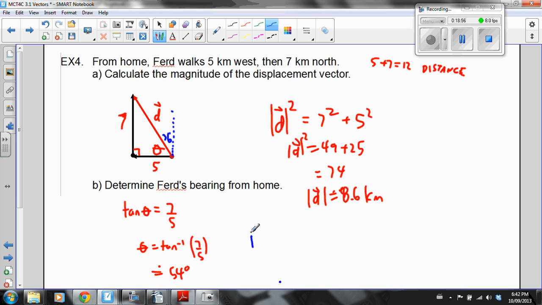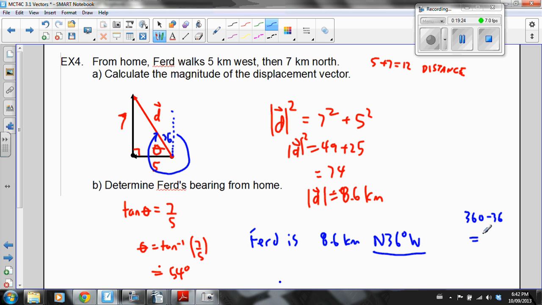And so Ferd is 8.6 kilometers and north 36 degrees west, northwest of home. Or if I wanted to replace that with a true bearing, if that's 36 degrees, this would be his true bearing, right? Which is 360 subtract 36, which looks like it's about 324 about, I think. So you could say that he's on a true bearing of 324 degrees from home.